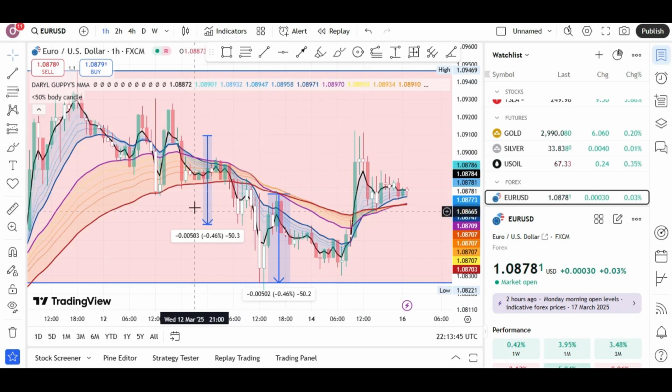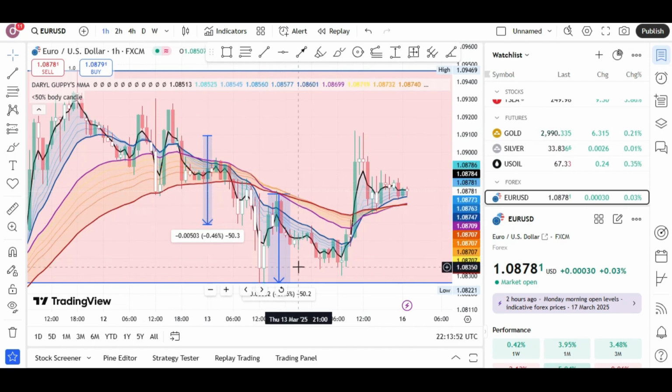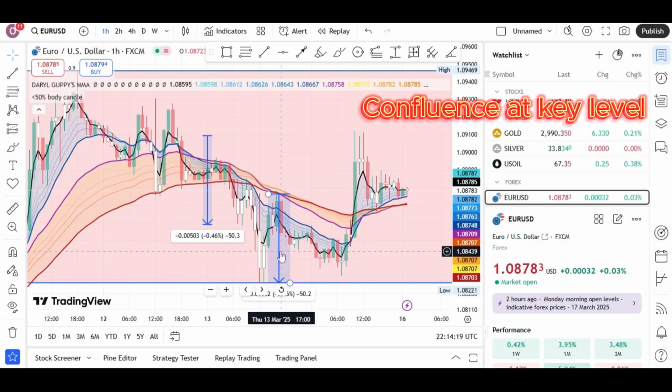Going by what we said so far concerning the measuring strategy, getting the amount of consolidation and also the amount of breakout, there is one most important thing that you need to know. Whenever there is a breakout, always look at the end of that breakout to know whether it is close to a key level. If it's close to a key level, mark those areas because those areas are the areas of confluence.